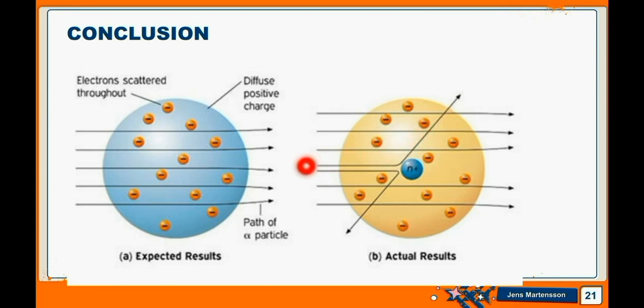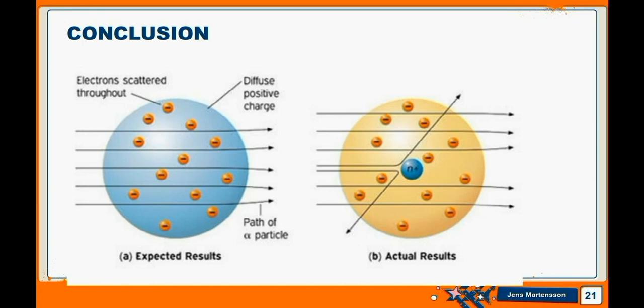You can see these two rays are getting deflected at different angles, which suggested that atoms have a tiny but heavy positively charged core that repels positively charged alpha particles. Because of these positively charged particles present at the center, the nucleus, the alpha particles, which are also positively charged, are getting deflected, which means positive will repel positive, and therefore they are deflected at different angles.